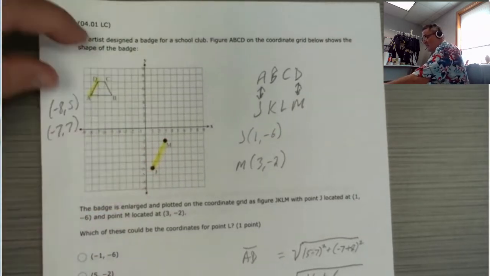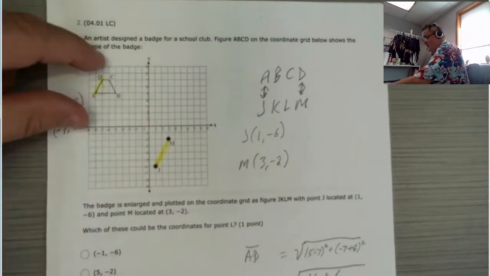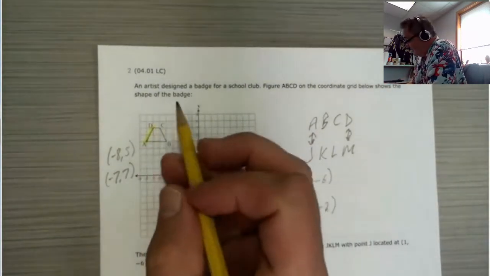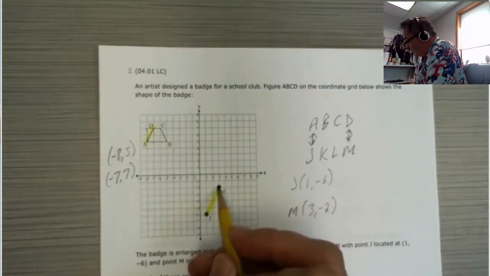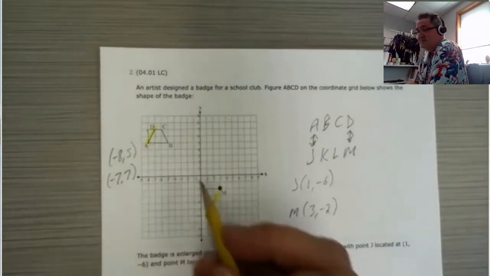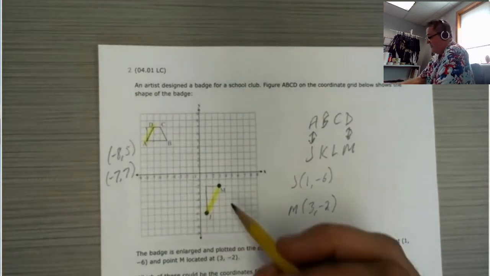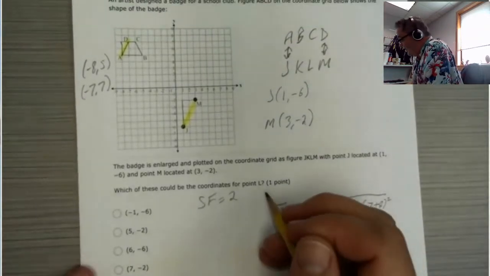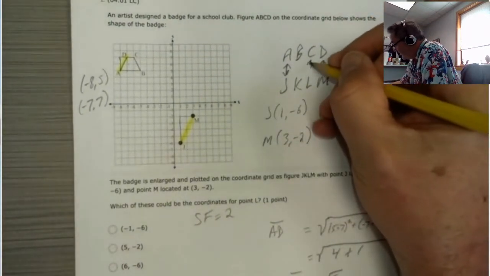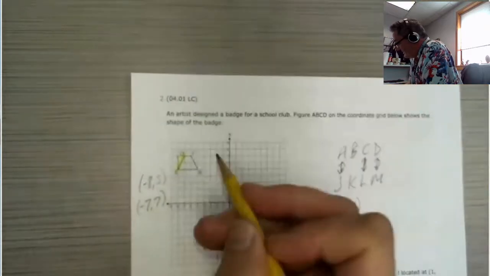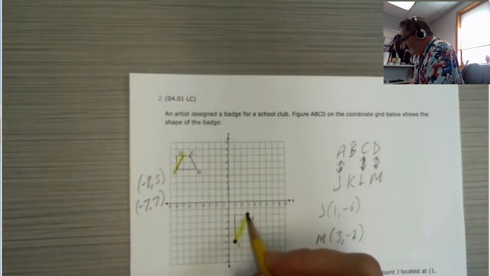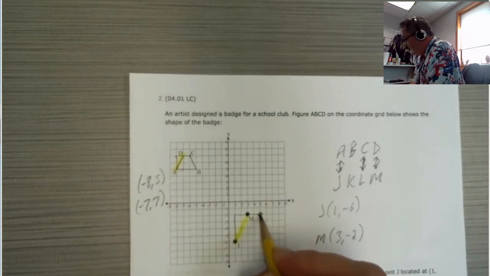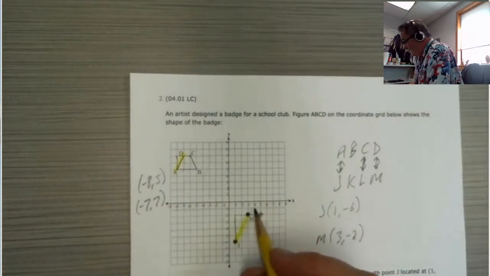So this is twice as long as that. This is a scale factor of 2. It's twice as long. We could have done it more simply by going over 1 and down 2. This goes over 2 and down 4. We can see that's twice as big. Over 1, over 2, down 4. So it is a scale factor of 2. Scale factor 2. So point L, what does L correspond with? L goes with C. So since C is right here, M is right here, there's a distance of 1 between there. It means there would be a distance of 2. So it should be right there, which is 5, negative 2.